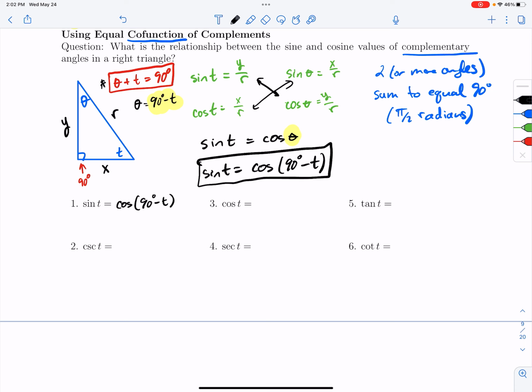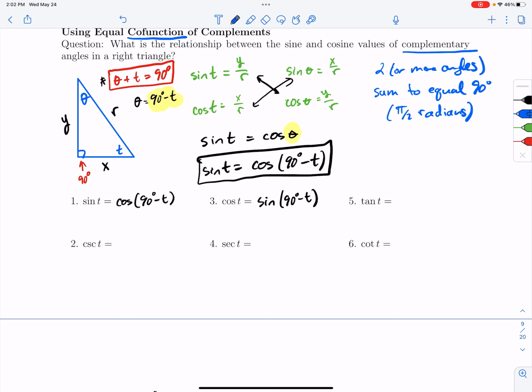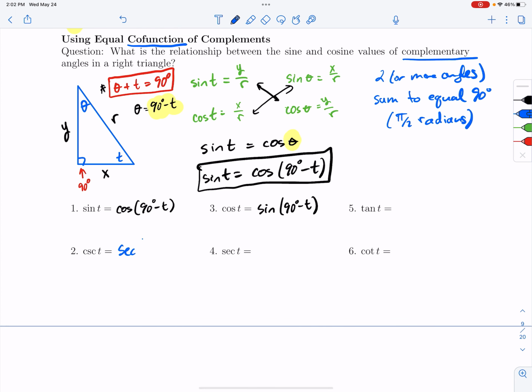Okay. And then we just need to remember which of the functions are cofunctions with each other. Sine and cosine are cofunctions. So I can write sine of 90 degrees minus t as equal to cosine of t. Cosecant and secant are cofunctions of each other. So cosecant of t is equal to secant of 90 degrees minus t. Secant of t is equal to cosecant of 90 degrees minus t. And then tangent and cotangent are cofunctions of each other. So this is cotangent of 90 minus t, and this is tangent of 90 degrees minus t.